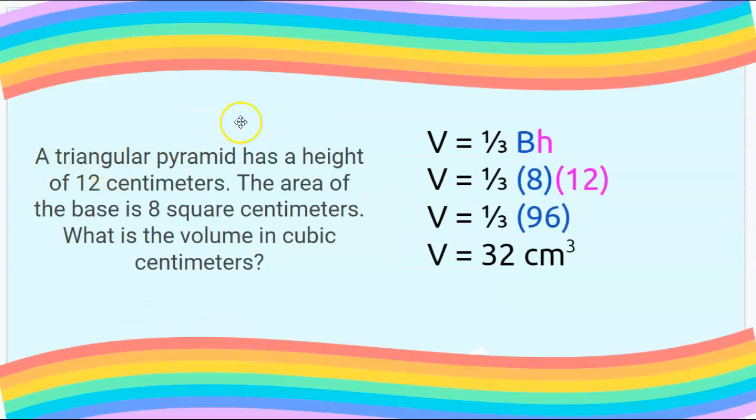A triangular pyramid has a height of 12 centimeters. The area of the base, so that's actually telling me what big B is, is 8. And then it asks for the volume. So in this case, it's not making us do 1/2 base times height. It's actually just going to tell us, hey, big B, that's 8. And the height is going to be 12. So then you just plug in and solve. 8 times 12 is 96. Divided by 3 because it's a pyramid. And you get 32.